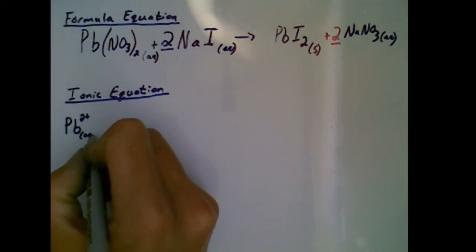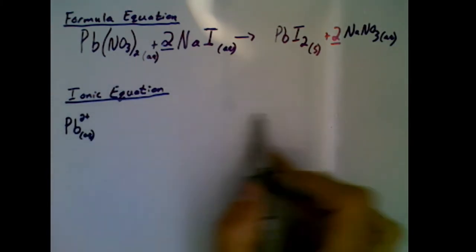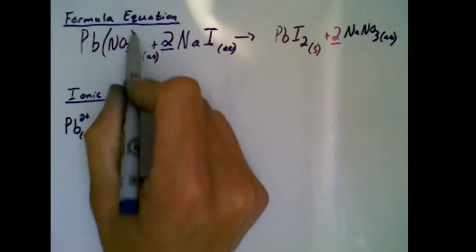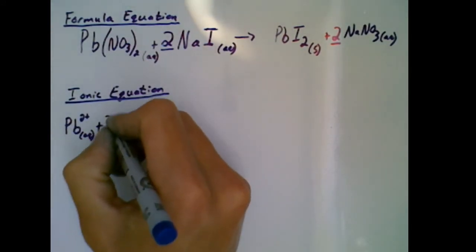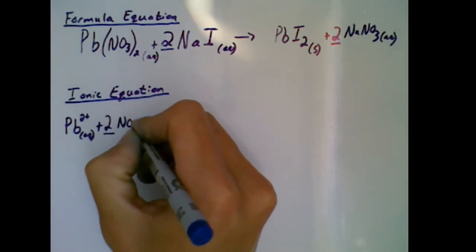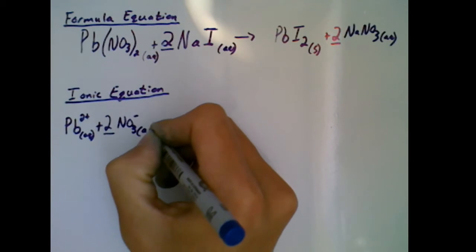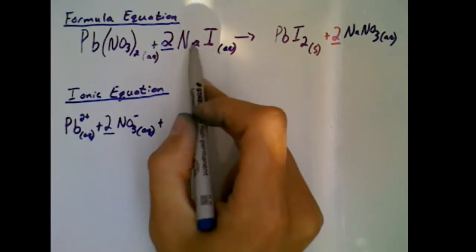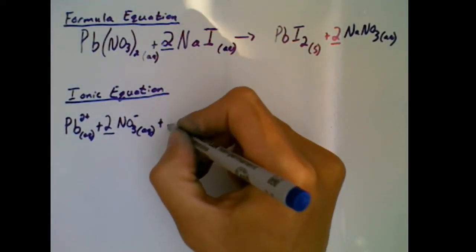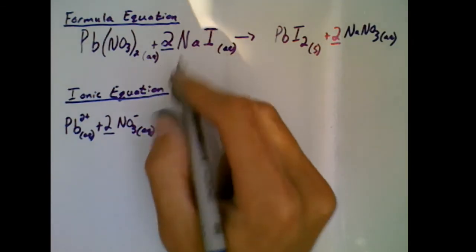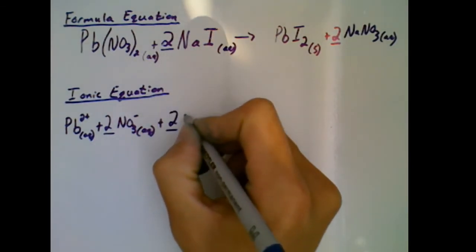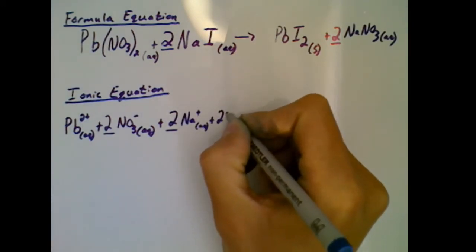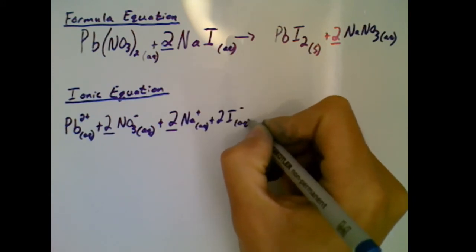Pb2+, and it's going to be aqueous. And by the way, if you're doing this along, you're going to need a lot of space because there's going to be a lot of things that we write here. We need to have the other ion, NO3, and there are two of them. So 2 NO3-. NO3 has a -1 charge, and it's going to be aqueous. Then we need Na and I, both aqueous, so dissociated from each other. Keep in mind there's two of each of them. So we have 2 Na+ aqueous, 2 I- aqueous.